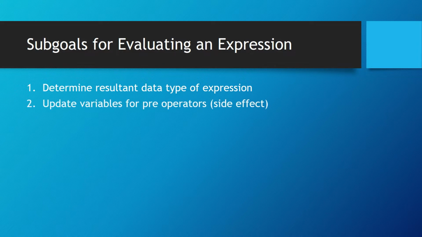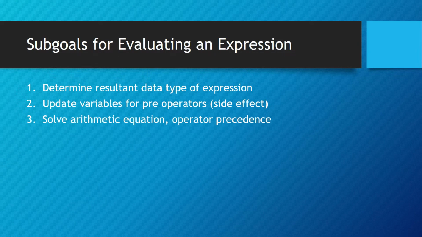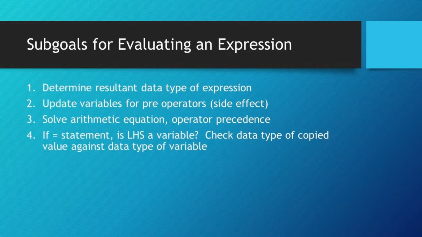The second subgoal is to update the variables for any pre-operators, noting any side effects. The third subgoal is to solve the arithmetic equation using operator precedence. In other words, determine the value of the expression.